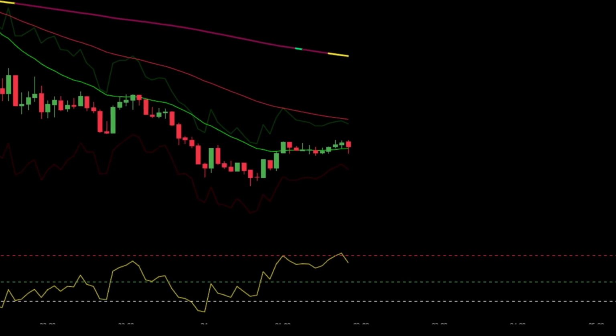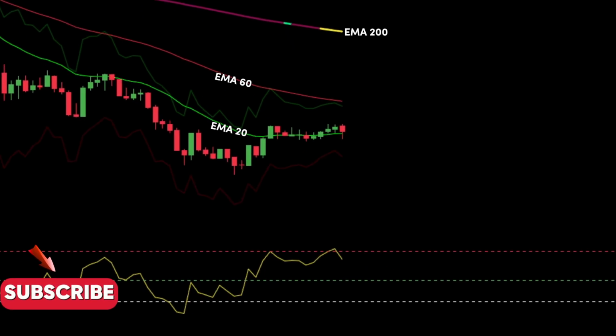How to place a sell order. If the EMA 20 line crosses or is below the EMA 60 line, and both EMA lines are below the EMA 200, this indicates a bearish trend. In this situation, your main focus is to find the best point to place a sell order.